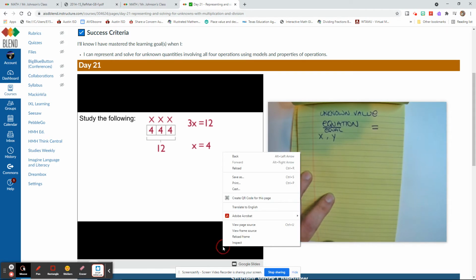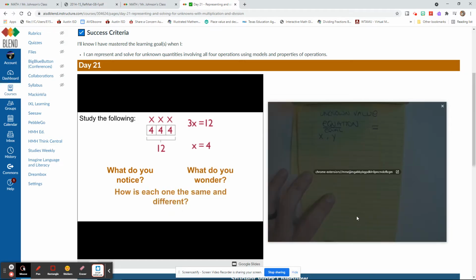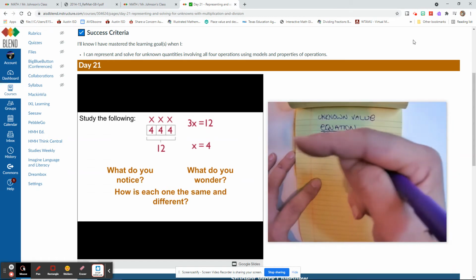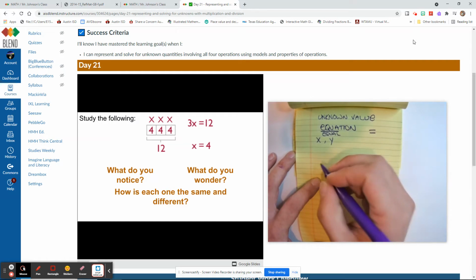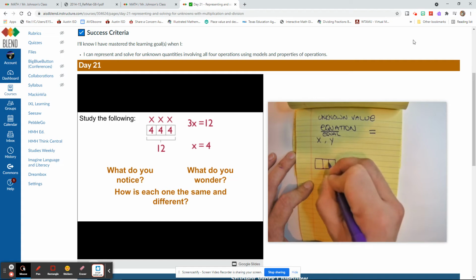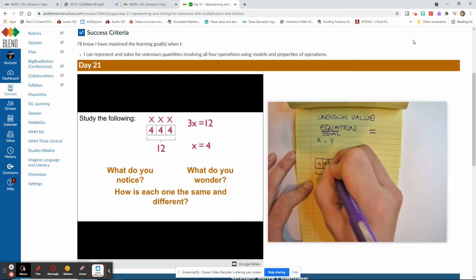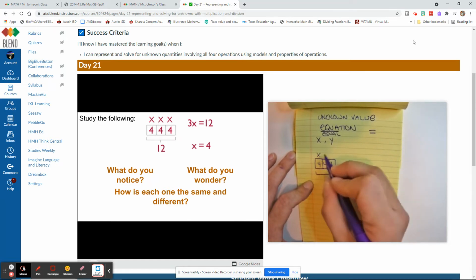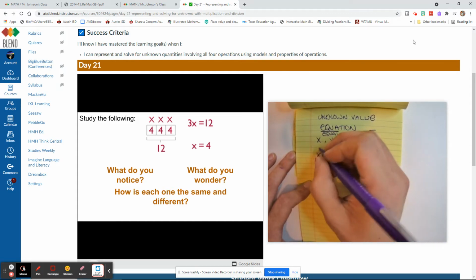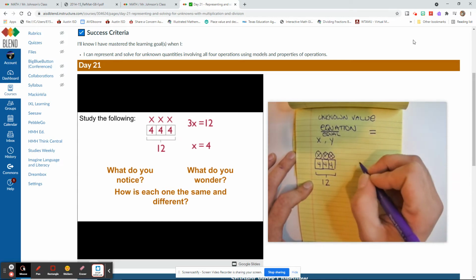So they're kind of trying to figure out what are we noticing, what are we wondering, how's one the same and one different. All right, so there's a lot to look at over here. So the first is the picture. It looks like we kind of have a strip diagram like yesterday, except it's a little bit different. Basically, it's saying three groups of four, or maybe this many groups of four. This many groups of four equals 12. All right. So we have to figure out what x stands for in this problem. All right. So that's the picture.